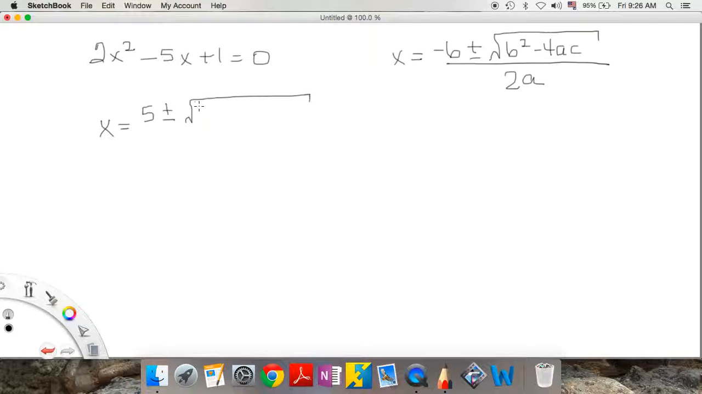All right, b squared. Well, negative 5 squared is 25 minus 4ac. So 4 times a, which is 2, times c, which is 1. So that's 25 minus 8, all over 2a. So 2 times 2 is 4. So x equals 5 plus or minus the square root of 17 all over 4. So that's how I'll review the quadratic formula and make sure you know how to deal with those.